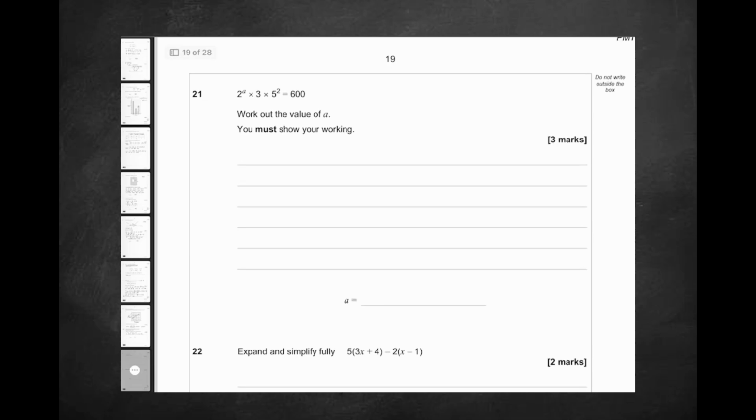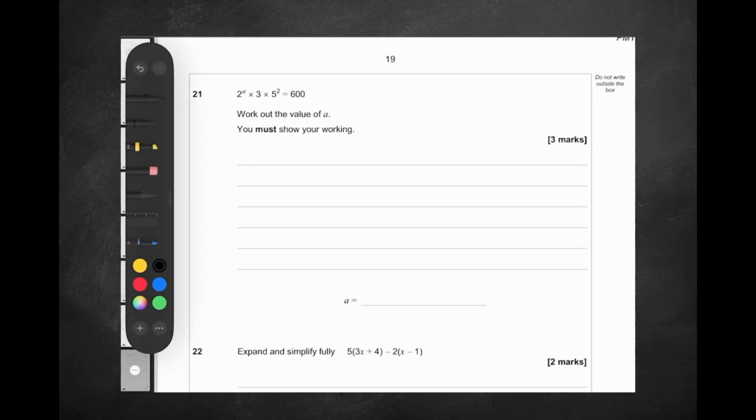Question 21. 2 to the power a multiplied by 3 multiplied by 5 squared equals 600. Work out the value of a. You must show your working. So 2 to the a times 3 times 5 squared equals 600. Therefore, 2 to the a times 5 squared equals 600 divided by 3, which is 200.